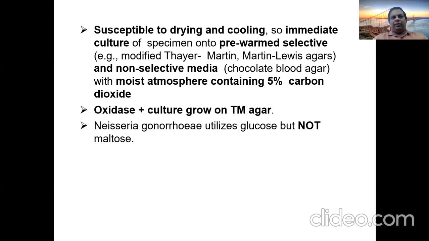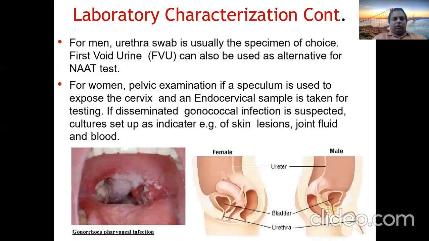Chocolate blood agar is heated blood put into an agar base, so heme is liberated with the disruption of the red cells. We take colonies from the Thayer-Martin agar and look at the oxidase test. Another thing is that it oxidizes glucose only.